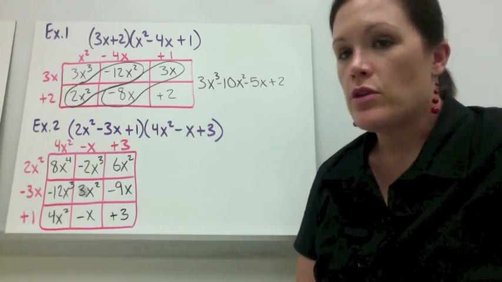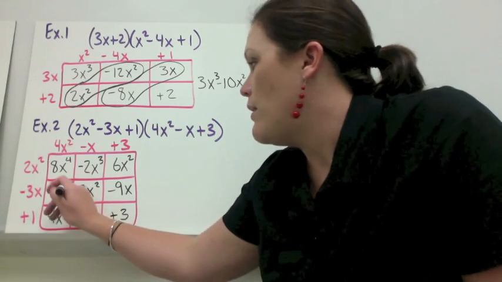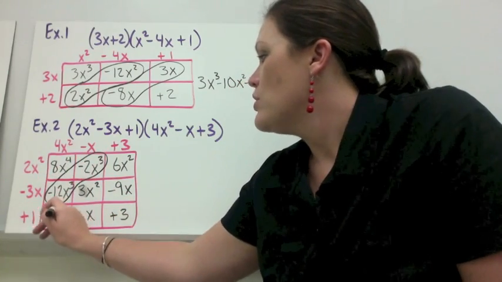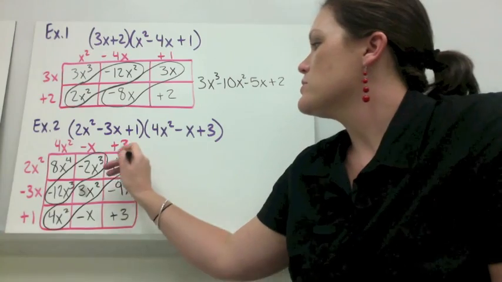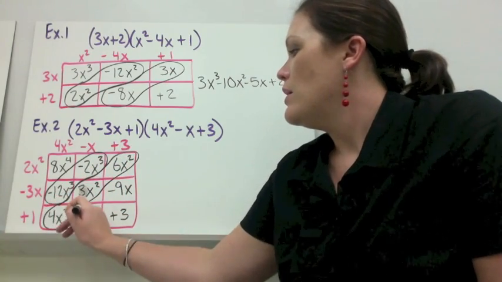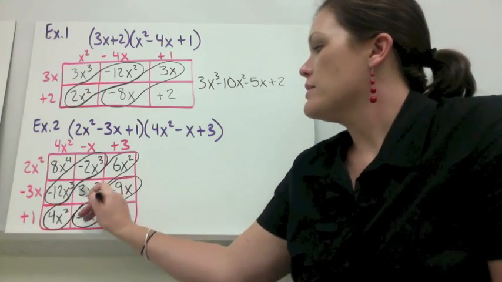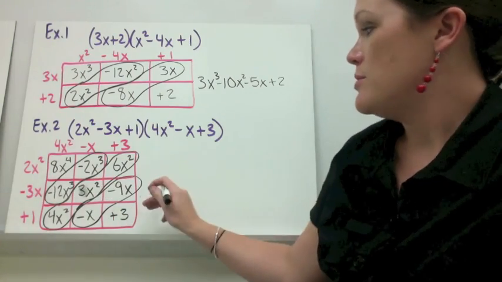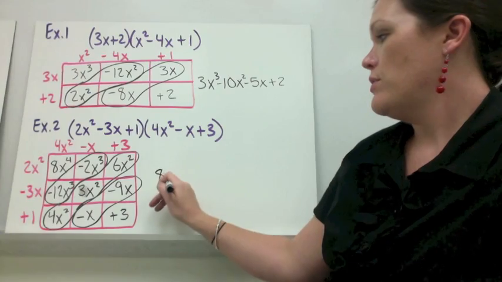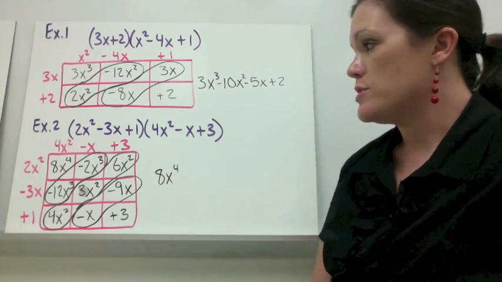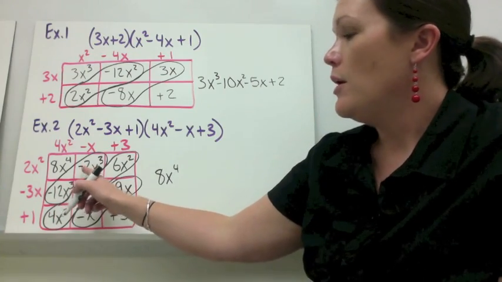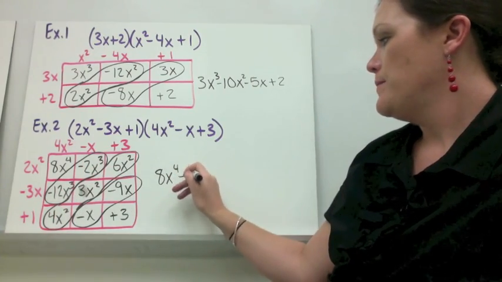Now we have to be really careful to look for our like terms here. So we have 2 terms that have x cubed, 3 terms have x squared, and 2 terms have x. So we're going to have to make sure we do our math correctly. So we have the first term is 8x to the 4th. It doesn't go with other terms that are in our box. And we have negative 12x cubed minus 2x cubed.